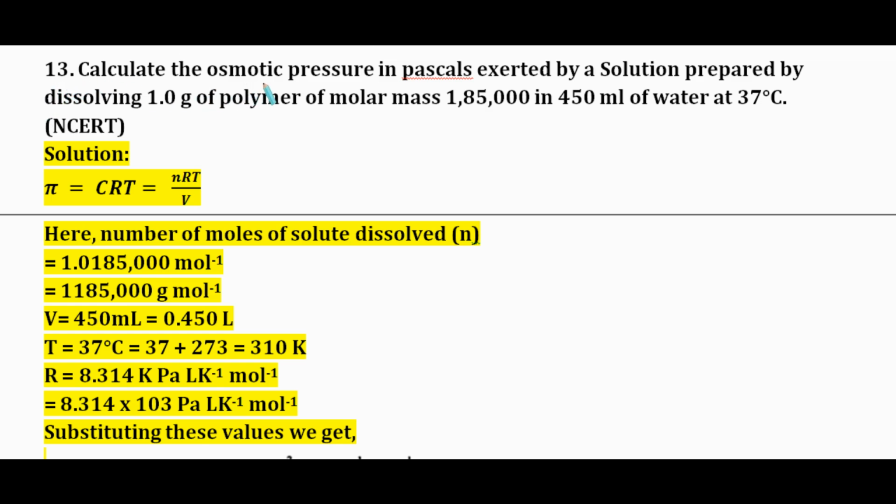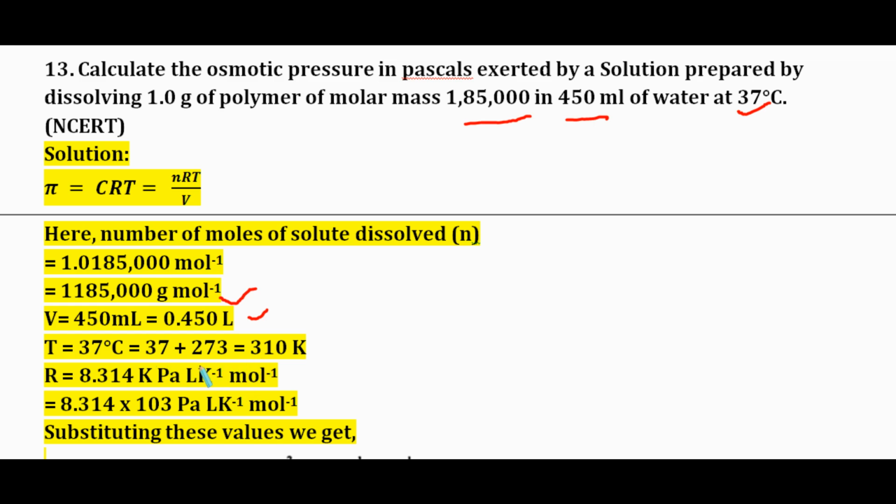Now this is numerical question. Calculate the osmotic pressure in pascals exerted by solution prepared by dissolving 1 gram of polymer of molar mass 185,000 in 450 ml of water at 37 degrees Celsius. Now we have the formula for osmotic pressure, pi equal to CRT, and there is no concentration in the question, so concentration can be written as n upon V. Here n equal to 1 upon 185,000 gram per mole, this is the value of n. V equal to 450 ml.